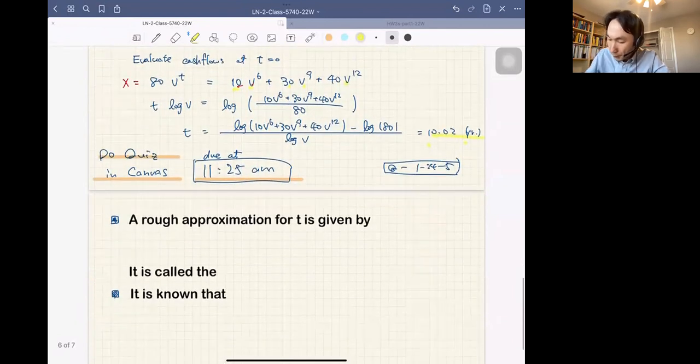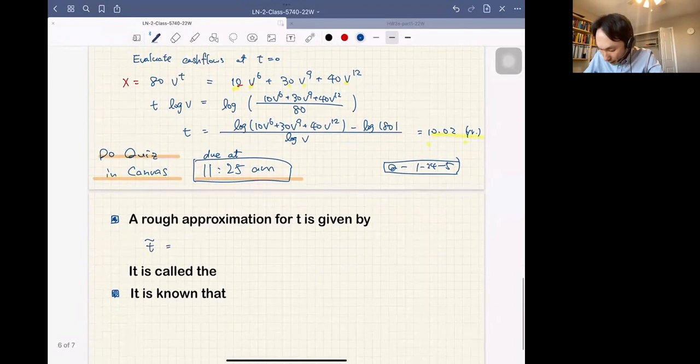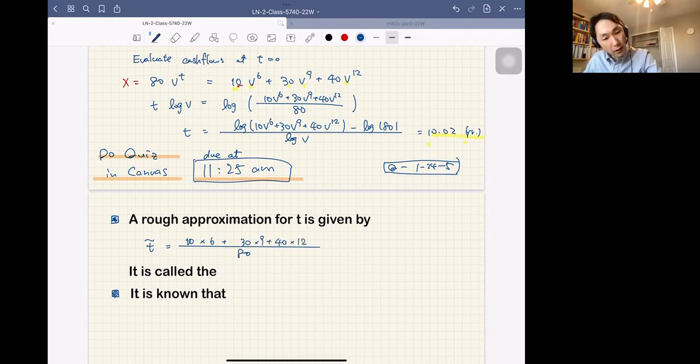So the weighted average time of withdrawal is, at first the weights are 10, 30, and 40, and we multiply by times 6, 9, and 12. Then this becomes 10.125. So this is very close to the true answer, 10.02. We have an error of 0.1 year.